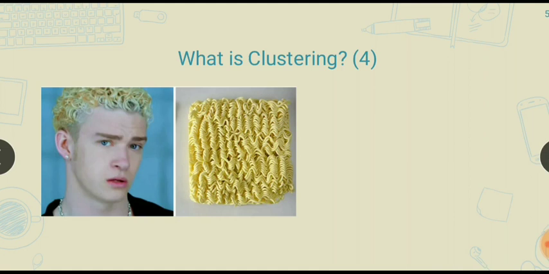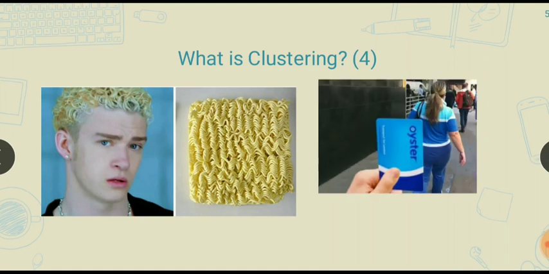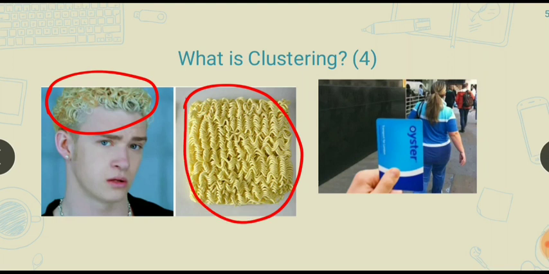Alright, so if you look at another image here, I have a particular card and I have a lady who's wearing a t-shirt that resembles exactly the pattern of the card. Here also I could say these two belong to the same cluster, but generally I wouldn't form clusters like these. I would form more meaningful clusters. Though the hair of Justin Timberlake and ramen noodle is exactly the same, and I would say the similarity is very high, this would not be a good cluster. Why? Because it is not very meaningful.